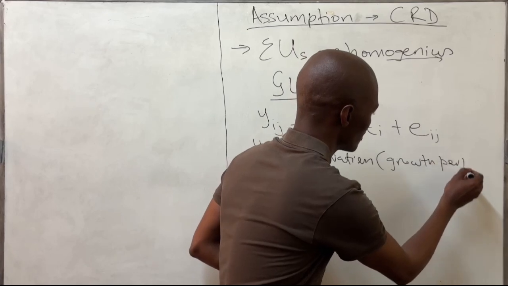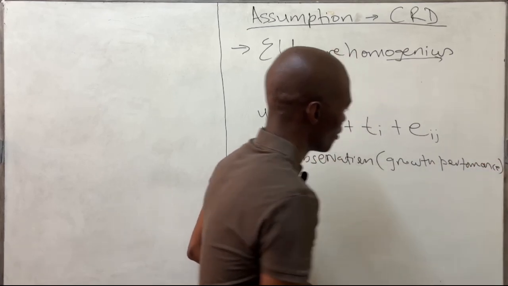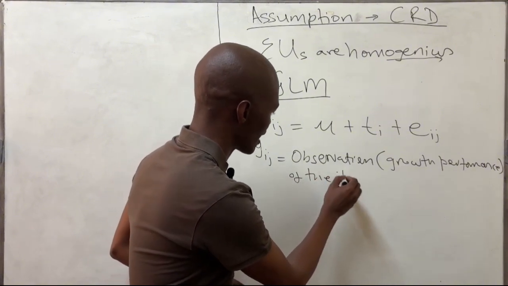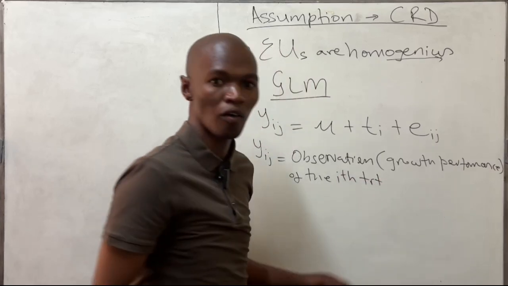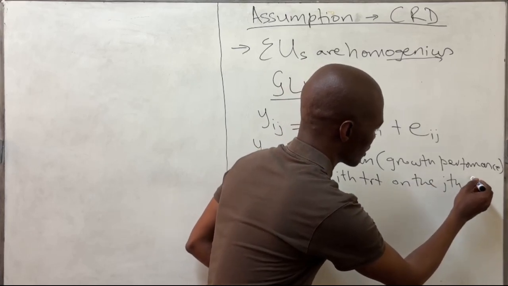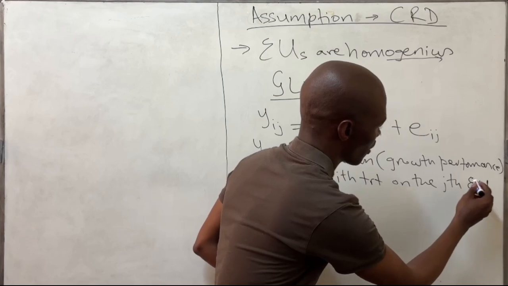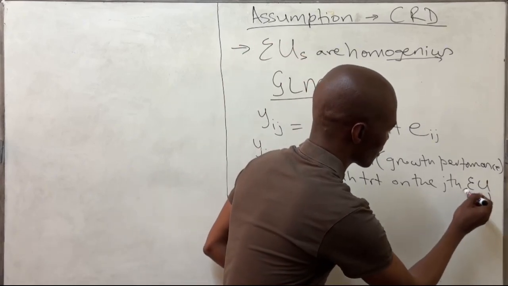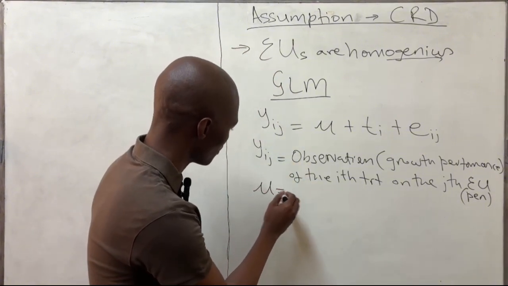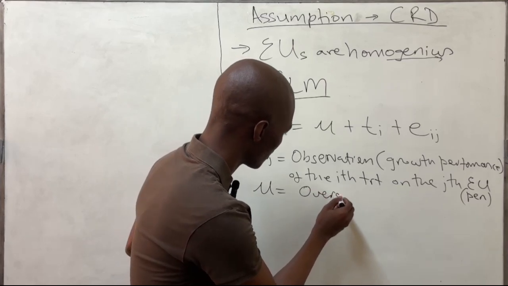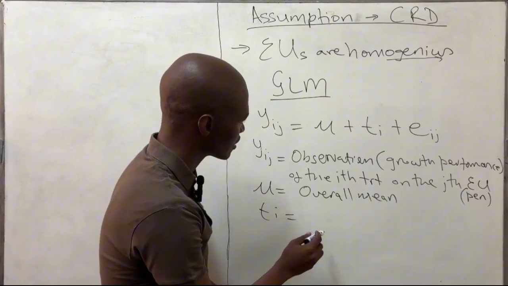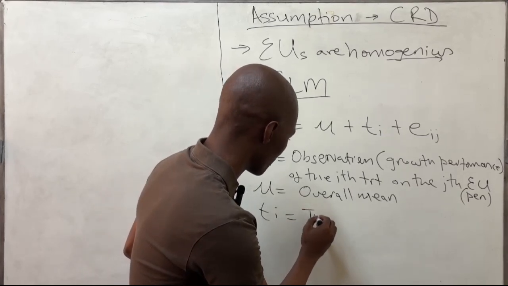The growth performance of the ith treatment on the jth experimental unit, which means in our case on the jth pen, because our experimental units are pens. That's where we put the treatment. Then we have the mu, which is our overall mean. Then we have the Ti, which is the treatment effect.